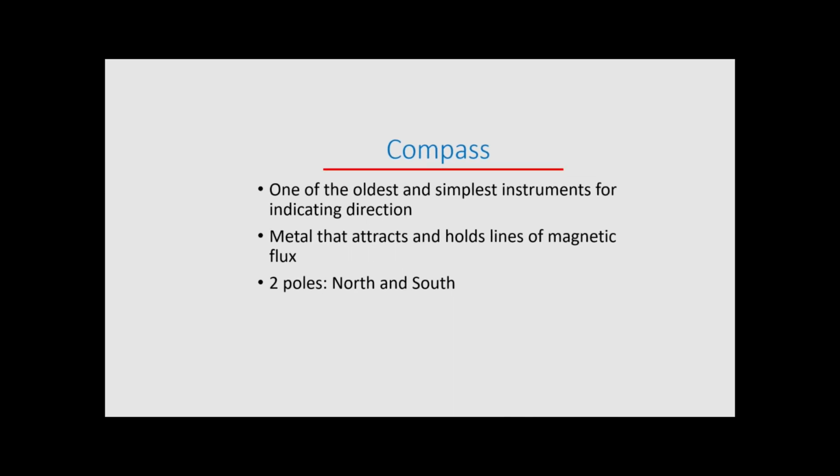Let's talk about the compass. The compass is one of the oldest and simplest instruments for indicating direction. It's a little piece of metal that attracts and holds lines of magnetic flux, and there are two poles, the North and the South Pole.